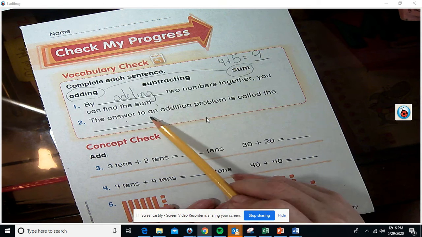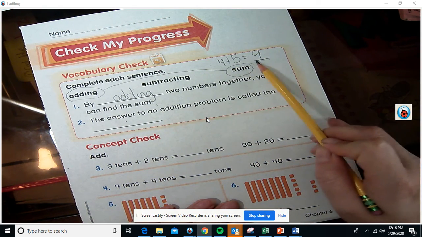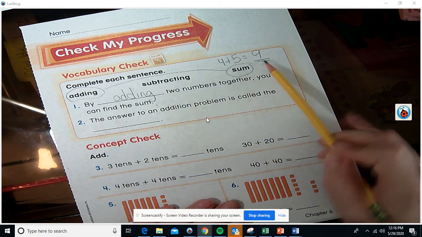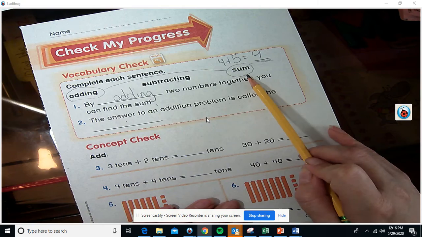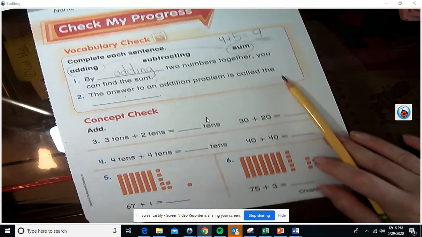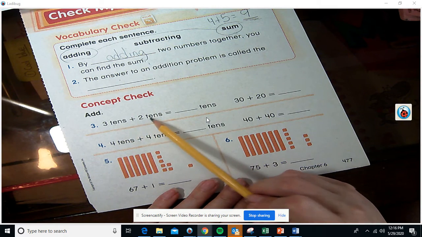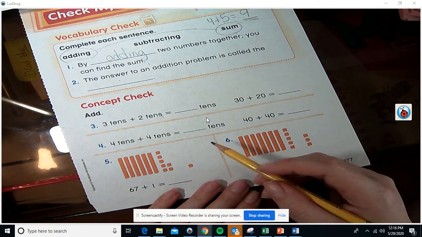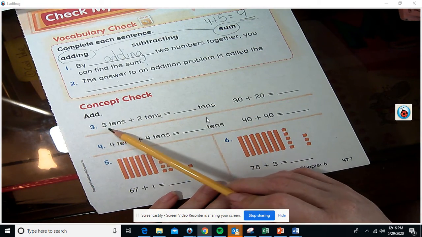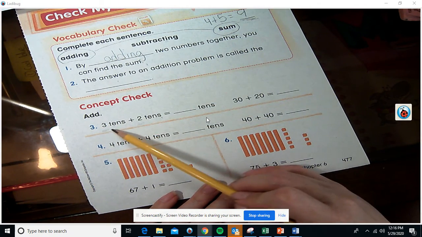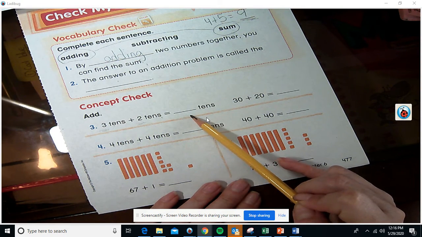The answer to an addition problem is called the, what do we call this? The subtracting or the sum? You go ahead and write your answer. The next one says 3 tens plus 2 tens. So now we're adding by tens. And we know that we can just add the numbers together easily. 3 plus 2 gives us our sum of tens.